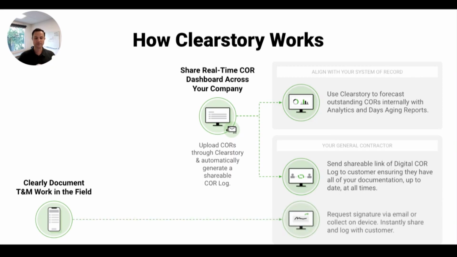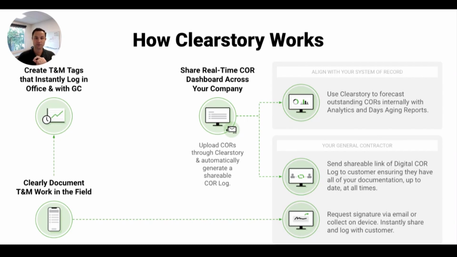What's so powerful, though, is that you can send the T&M ticket to your general contractor remote via email, just like DocuSign. They get an email with a link to view and sign the ticket, and they can sign it from their email. Or if they're a Clearstory customer, they can log into their Clearstory account and sign it directly from inside their account. We also offer signature directly on the device. But what's nice is that once the ticket is signed, it's automatically logged for both parties, so there's never any surprises.